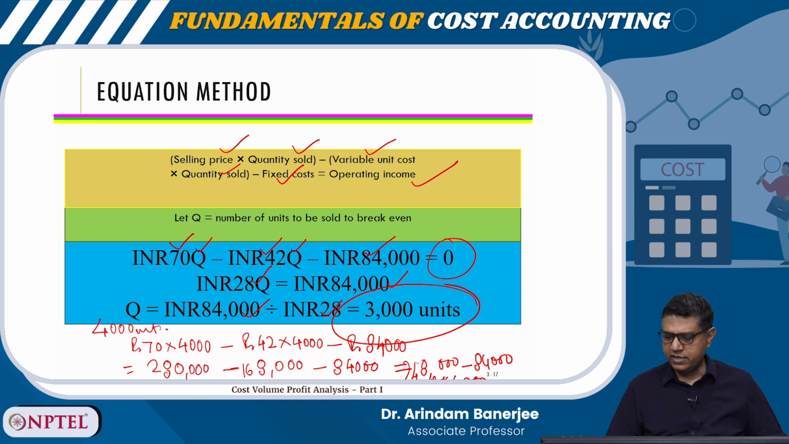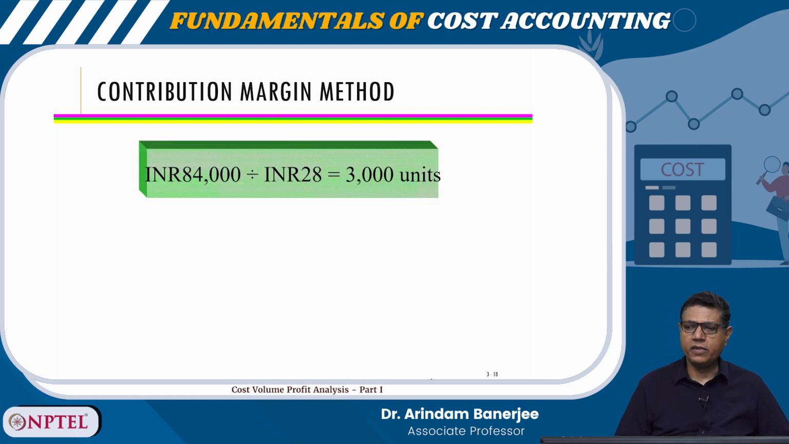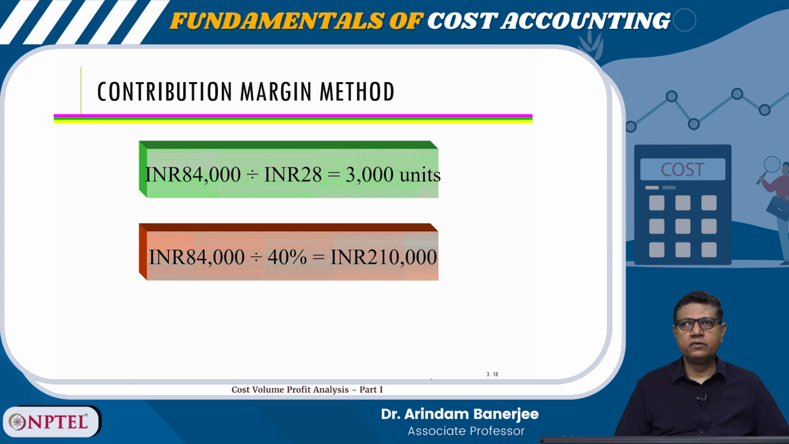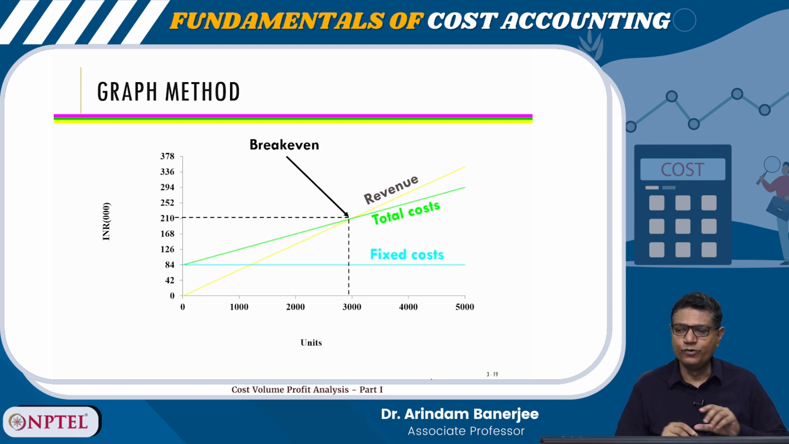Okay. So, this is the equation method. Now the contribution margin method. What is the formula for contribution margin? The contribution per unit divided by sales price per unit into 100. In our example, we calculated it as 40%. So, in this example, at 3000, 84,000 divided by 40% is 2,10,000. If I put it in a graph, the graph will look like this.